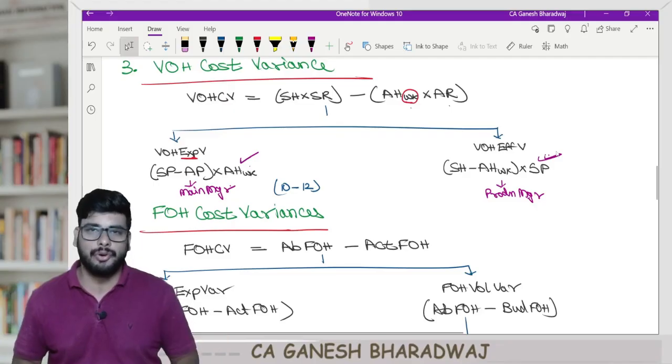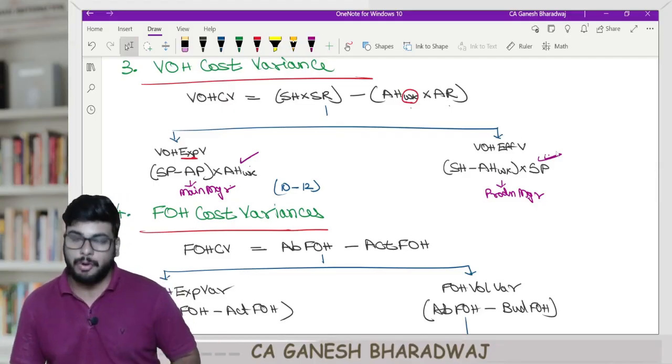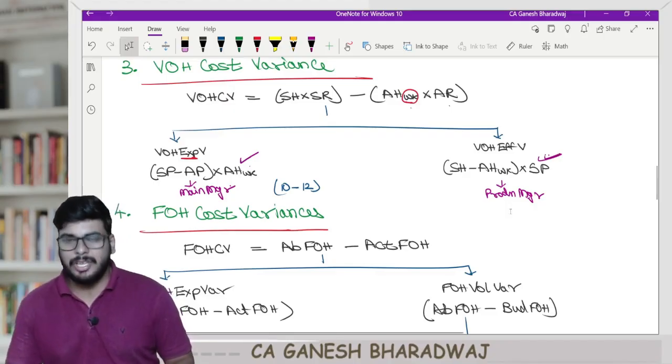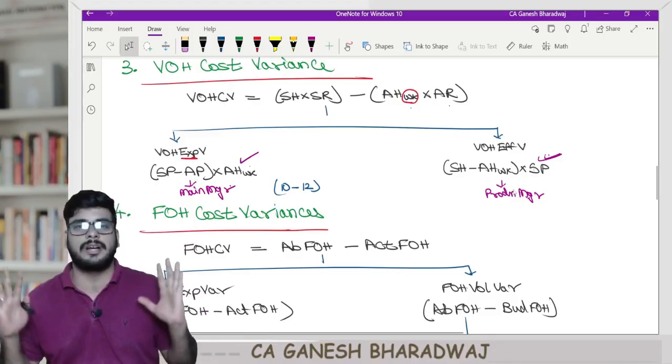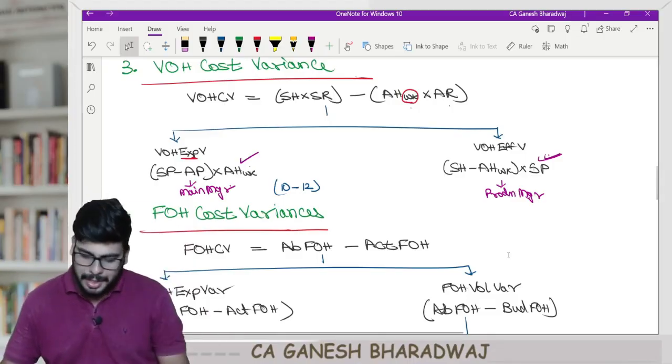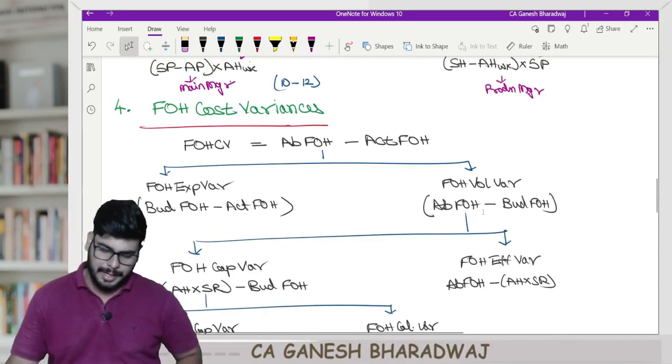Now, where will you go wrong? You tell me. Clear with this, guys? Now, that is the entire story about variable overhead cost variance. Here, efficiency variance is not further classified into mix and yield; that concept itself is not there. Clear with this, guys? It stops here. Now, let's go on to the next one, which is fixed overhead cost variances.